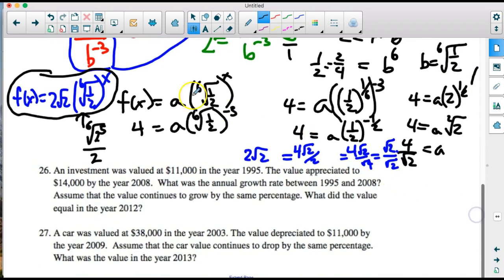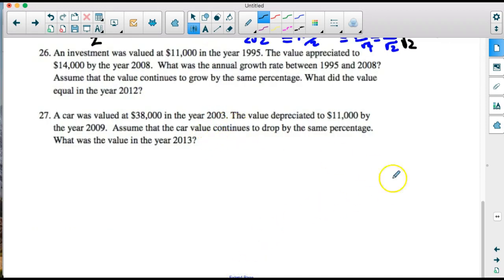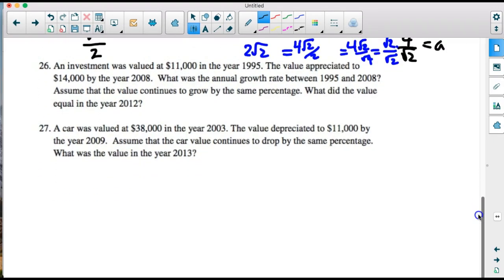All right, I want to take a look at just 2 more examples of this for this video. The 2 examples are from your book, 26 and 27. We're going to try to find the value in a problem given a growth rate. Okay, so let's do 26 first. 26 says an investment of $11,000 in the year 1995 appreciated to $14,000 in 2008. What is the current annual growth rate? And assume the value continues to grow by the same percentage. What's the value in 2012?